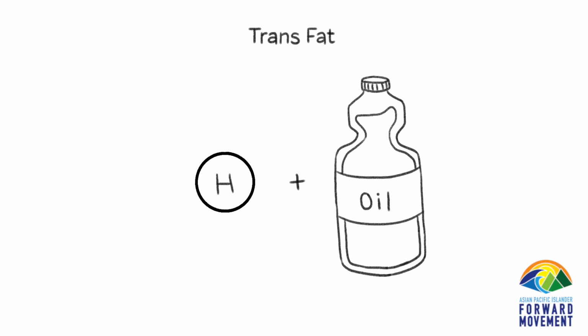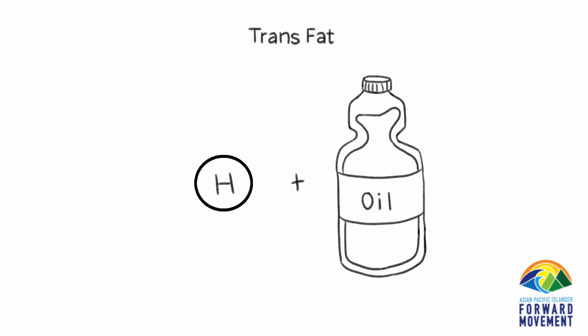Finally, trans fat can either be naturally occurring or artificial. Animals produce small quantities of trans fat, which may be found in animal products like milk or meat. But artificial trans fat is created by adding hydrogen to liquid vegetable oils to make them more solid.